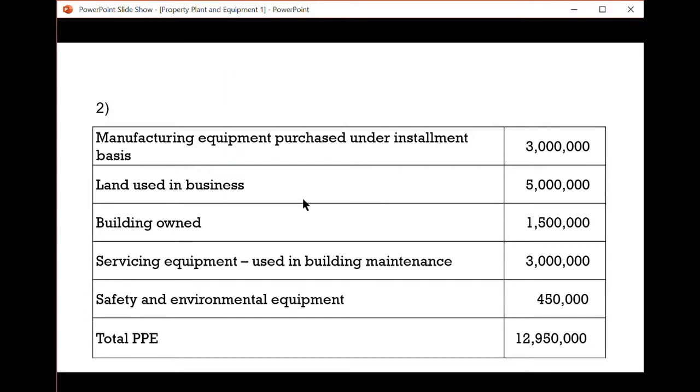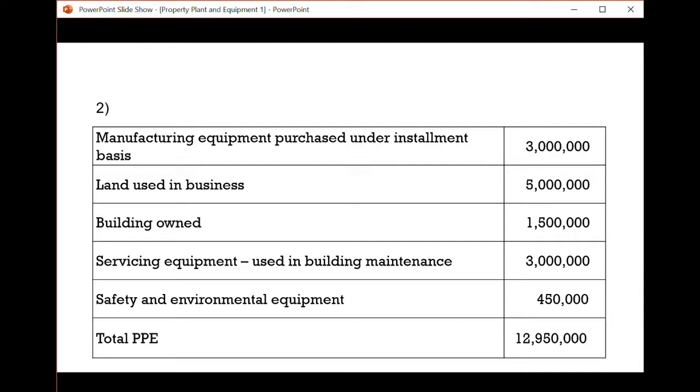12,950. So it will include the manufacturing equipment under installment basis. And remember, you're going to use cash price even if it's installment. Before we proceed to that, the land held for capital appreciation would be under investment property, right? Then the patents here would be under the intangible asset. Last, land used in business is PPE.